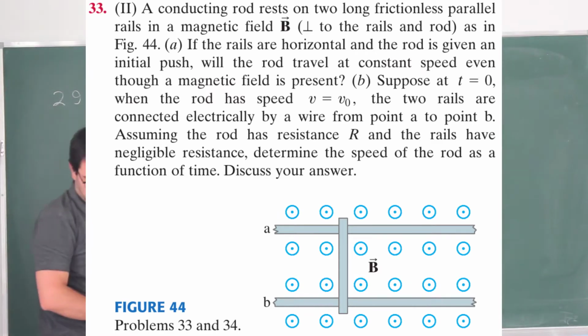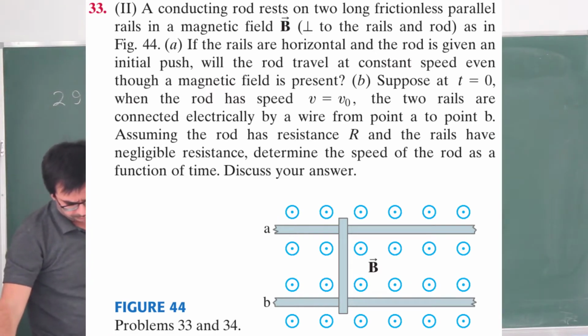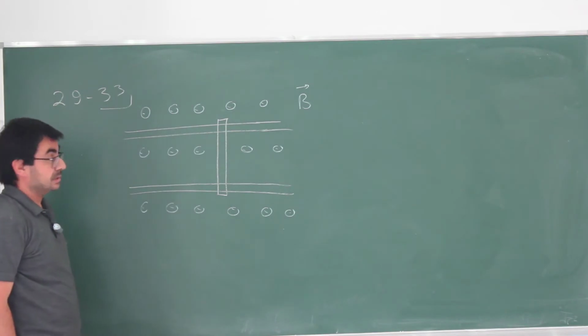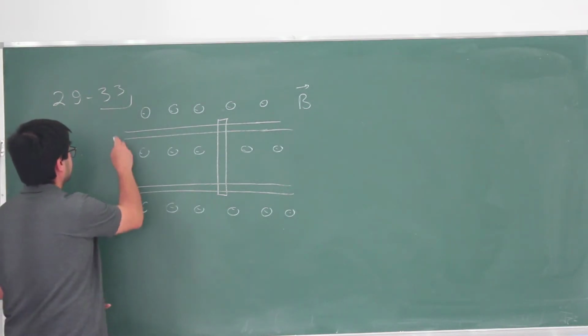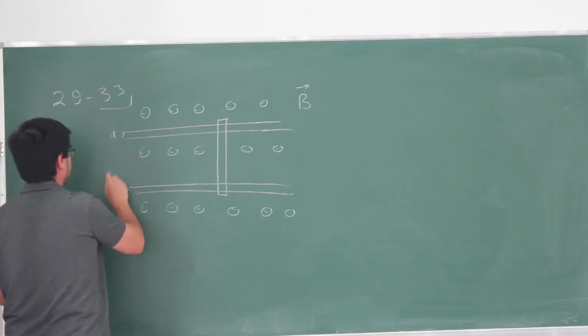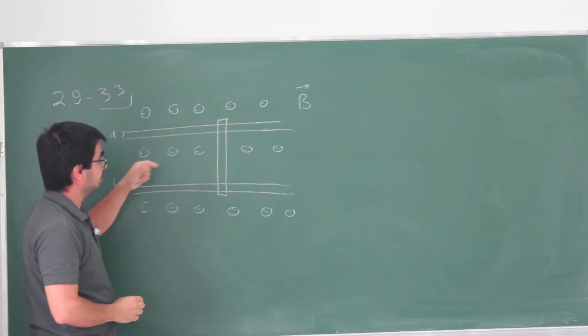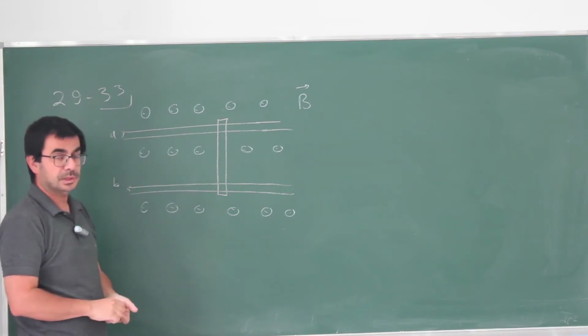Okay? Right. So if the rails are horizontal and the rod is given an initial push, will the rod travel at constant speed even though a magnetic field is present? The answer is yes. Right? These are, by the way, labeled A and B. So if we give this a little push, these are frictionless, so it moves freely on these rails.